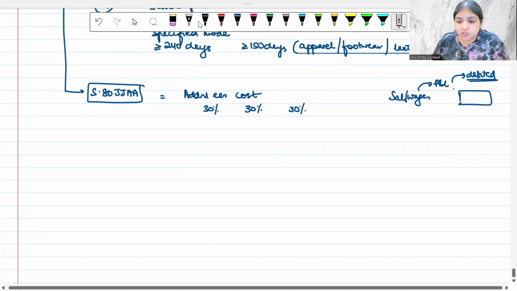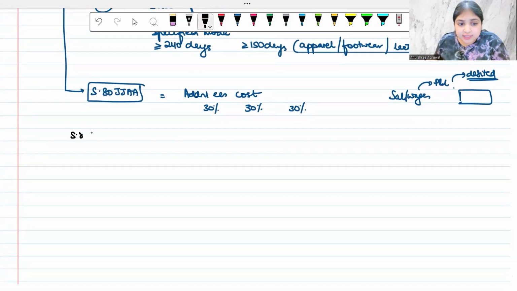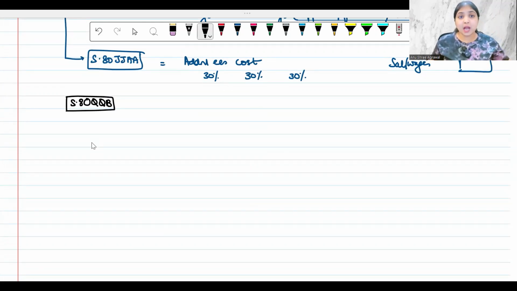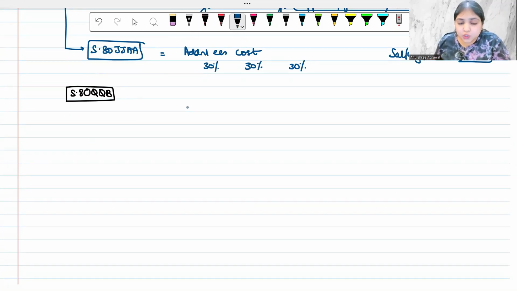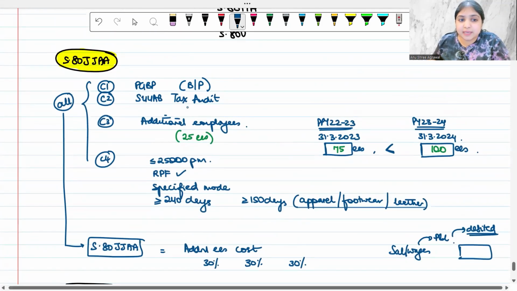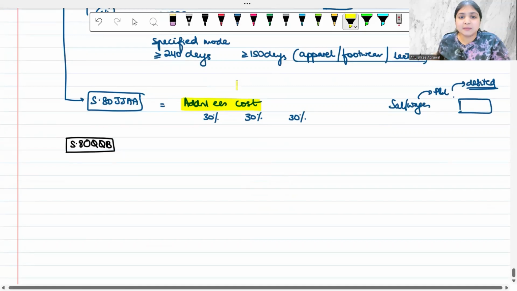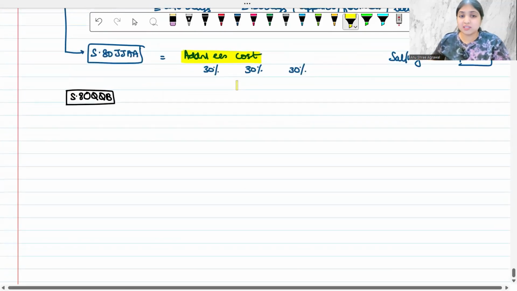Coming to the next section now, your next section is section 80QQB. See, section 80QQB, your next section, this is with respect to royalty income which is earned by authors of books. So 80QQB, what is 80JJEE about? 80JJEE is about the additional employee cost. So whatever is the additional employee cost, 30%, 30%, 30% you'll enjoy across 3 years.